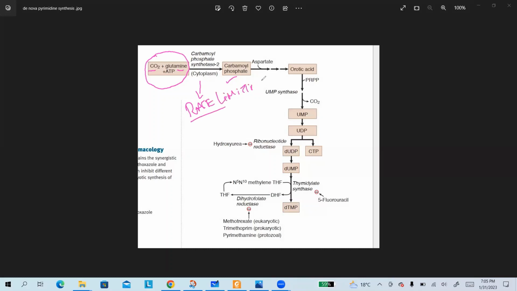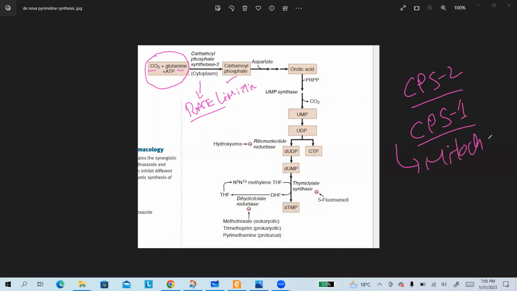Second important thing: CPS2 and CPS1, carbamoyl phosphate synthase 2 and carbamoyl phosphate synthase 1. CPS1 is present in the mitochondria and catalyzes the reaction in the urea cycle, while CPS2 catalyzes this conversion and is present in the cytoplasm.